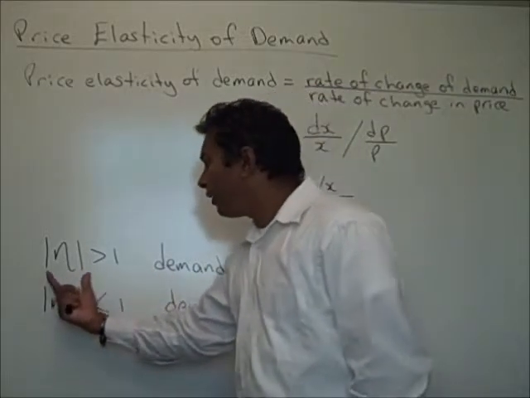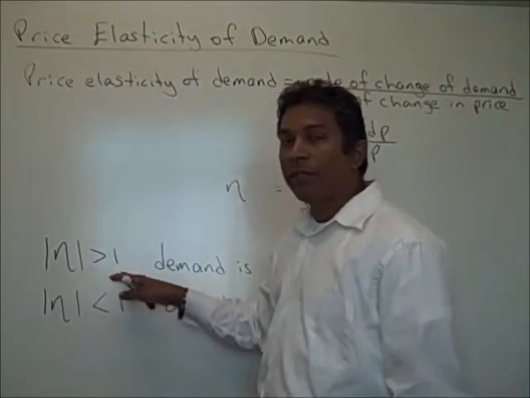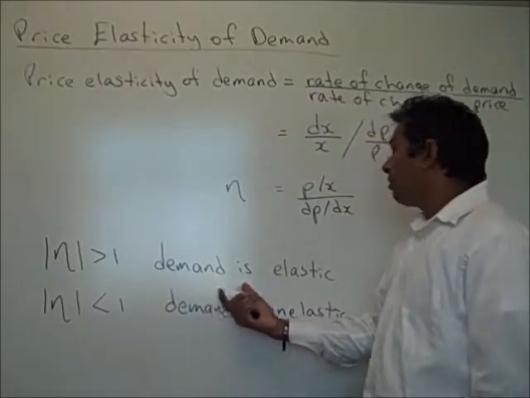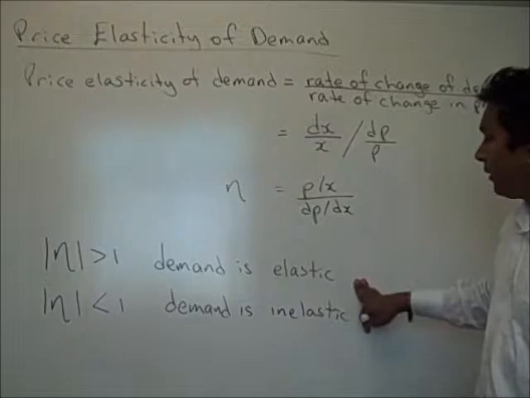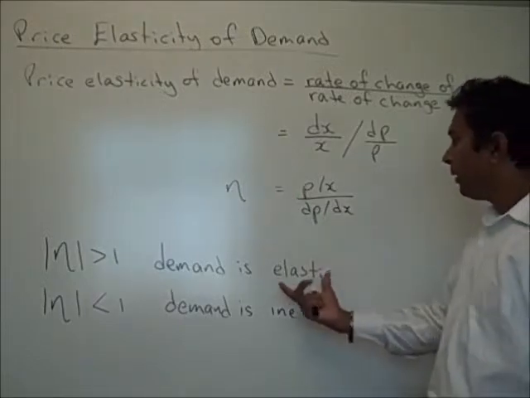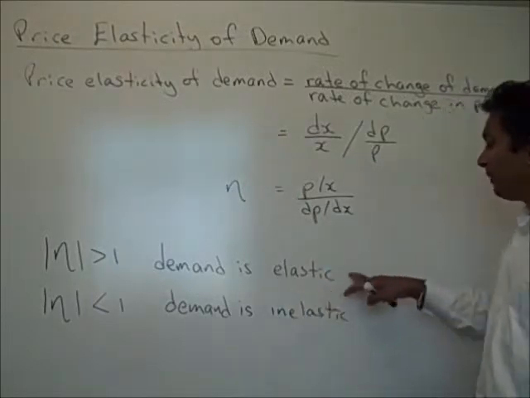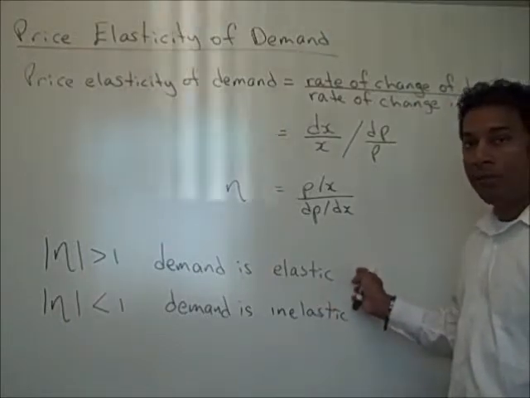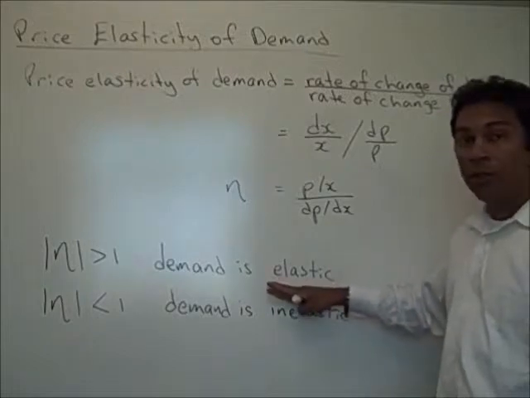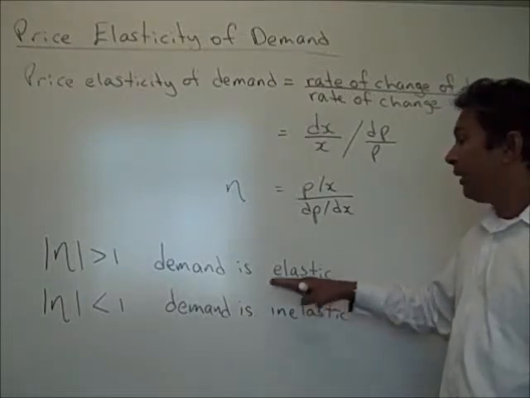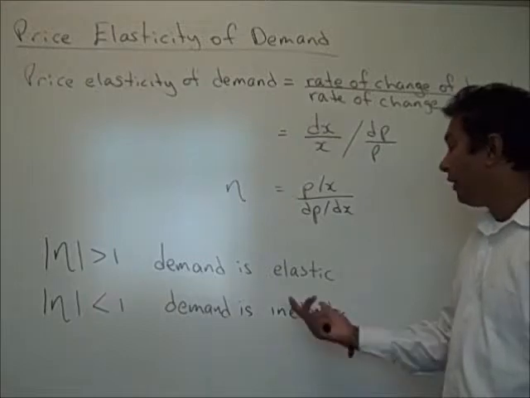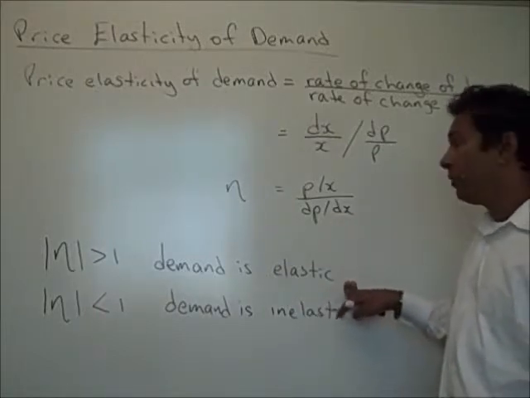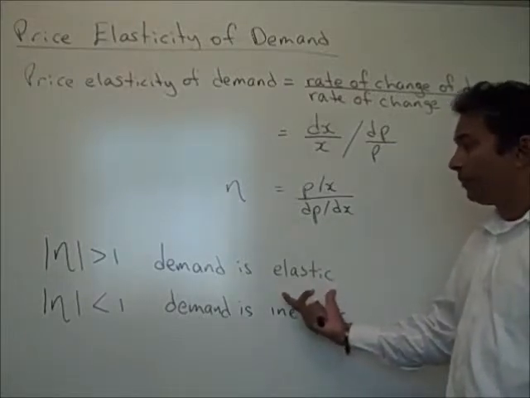Now when the absolute value of eta is greater than 1, we define our elasticity as being elastic. What do we mean by elastic? This means that a change in price will affect our change in demand. So if the price goes down, this might mean an increase in demand, or if the price goes up, this might mean a reduction in demand. So that's an elastic demand.